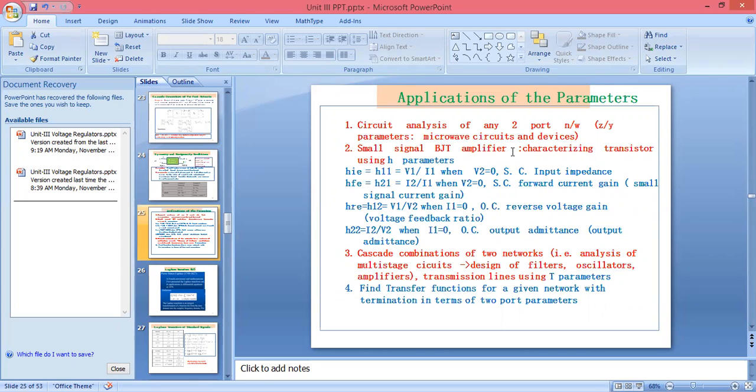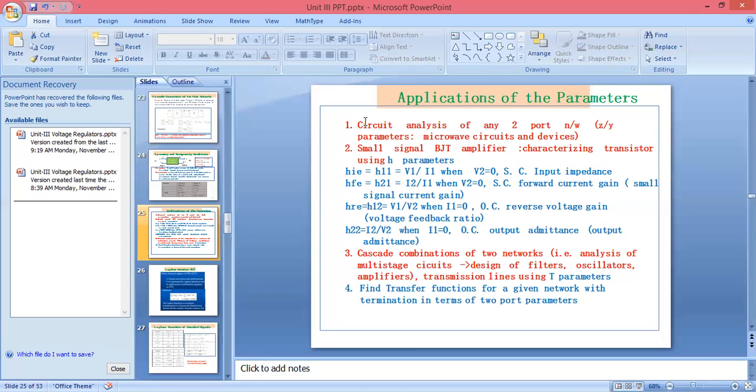Inverse impedance is nothing but the admittance. We call inverse impedance admittance. So here you can see that when we are doing circuit analysis of a two-port network, at that time we can use the Z parameter, Y parameter, and transmission parameter. So these parameters are used to do circuit analysis of the two-port network.